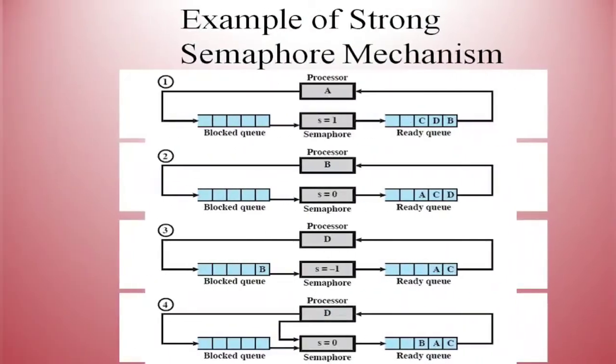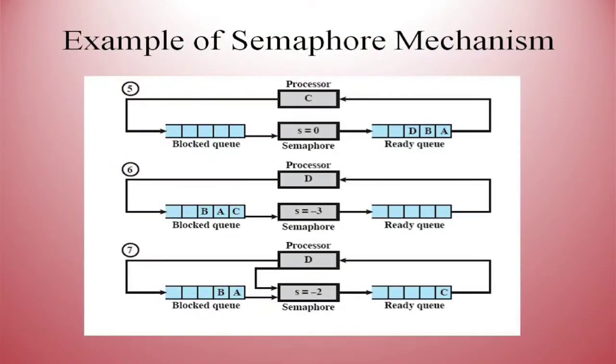Example of a strong semaphore mechanism. The diagram represents an example of a strong semaphore mechanism. In this diagram, C begins to run but is blocked when it issues a semWait instruction. Similarly, A and B are blocked on the semaphore, allowing D to resume execution. When D has finished, it issues a semSignal which transfers C to the ready queue. Then later signals by D will release A and B from the blocked state.